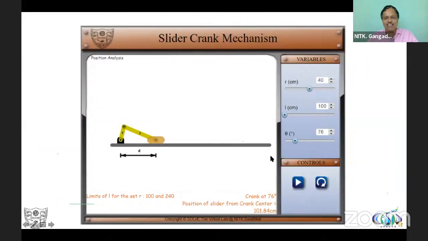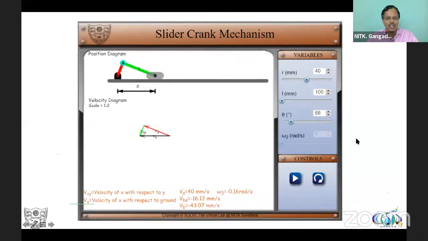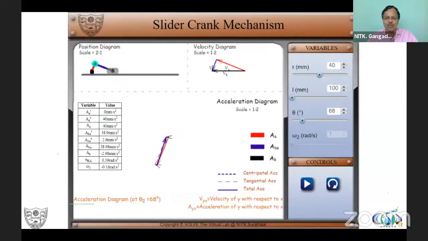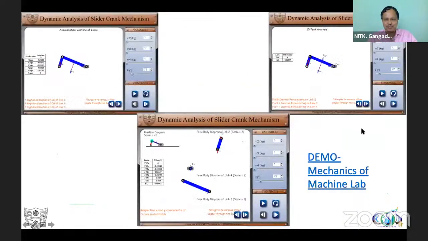And all this, I will just demonstrate one or two websites where you can experience it yourself. We'll see how we can do this. The slider crank, what equations are used, and how it can be modified, etc. Okay. After that, we also can do analysis on the force.